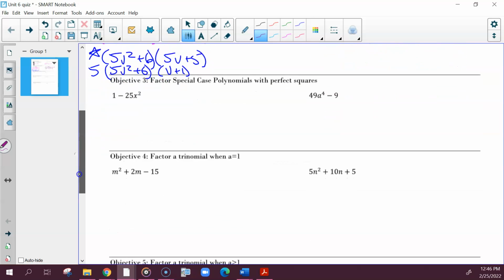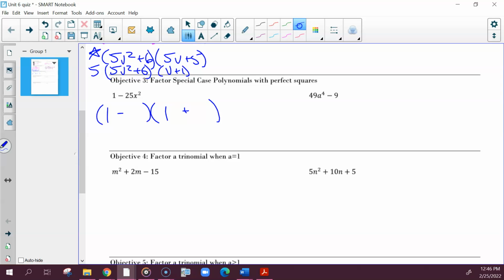For objective 3, if these are all perfect squares, so 1 is a perfect square, 25 is a perfect square, x squared is a perfect square, then this is going to be in the format. You're going to have 2 factors where 1 is minus, 1 is plus. What times what will give you 1? 1. You would put that in the format of this.